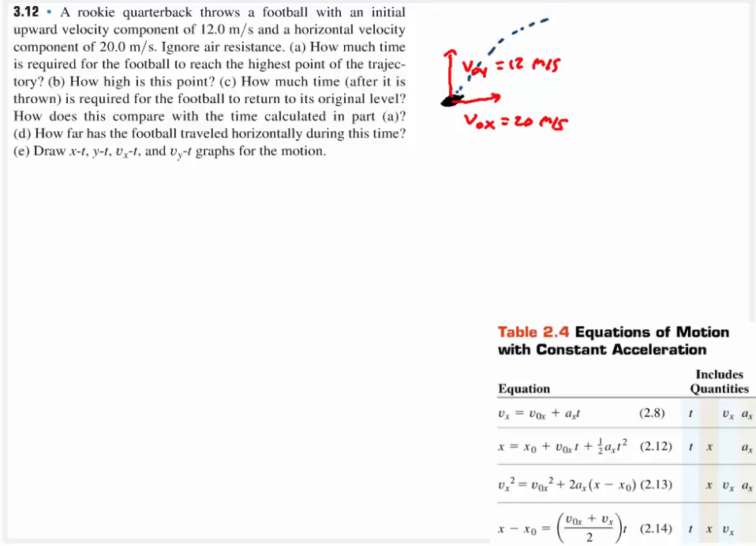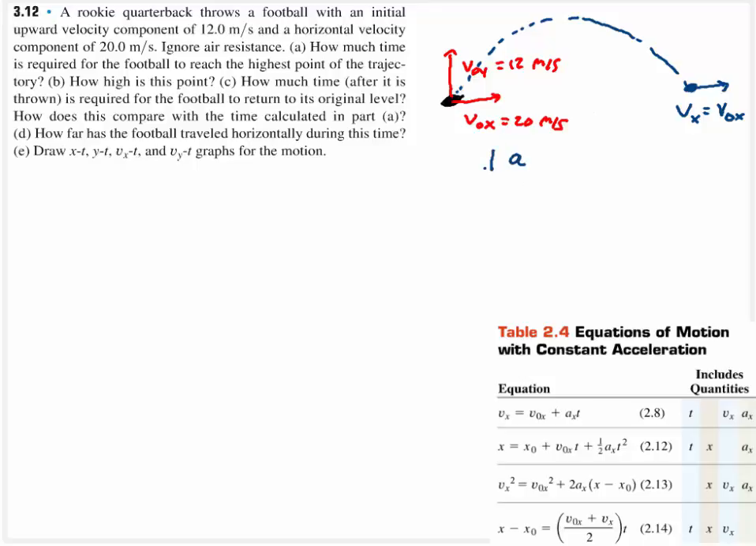Why? Well, because in the y direction we have acceleration, in the x direction there is no acceleration. So what would the x velocity look like at any given point? Well, it would be the same. There's no acceleration, so the velocity in the x direction is always going to be equal to the initial x velocity. Well, what's going to happen in the y direction?